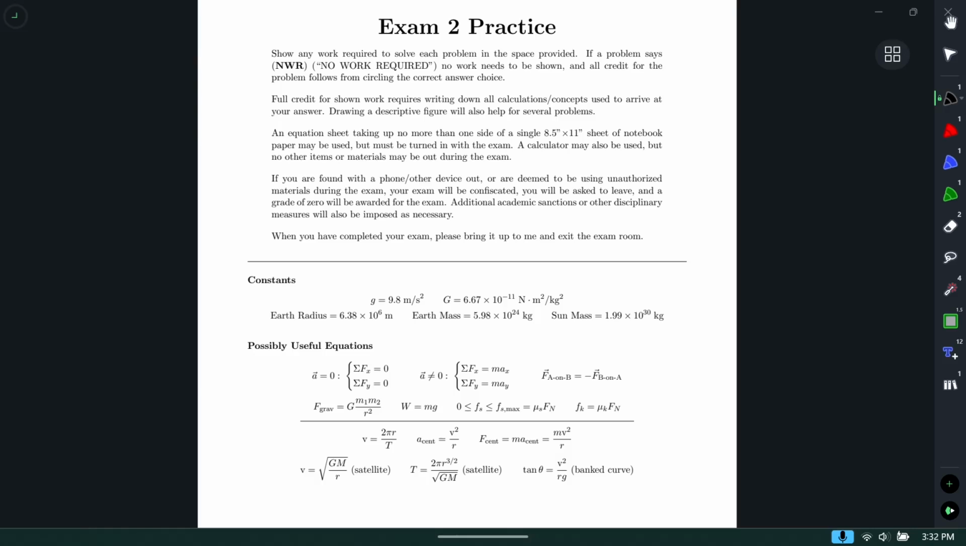It will be the same kind of mix of conceptual and calculation questions, roughly about 1/3 of the points for conceptual multiple choice, and 2/3 for calculations. That's where you want to get a lot of partial credit if you can.